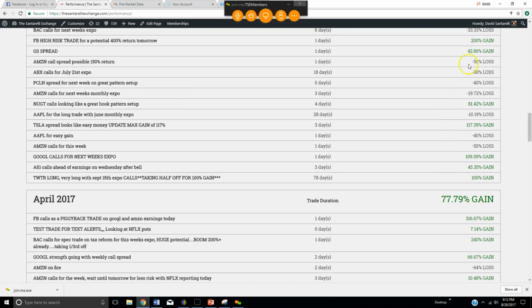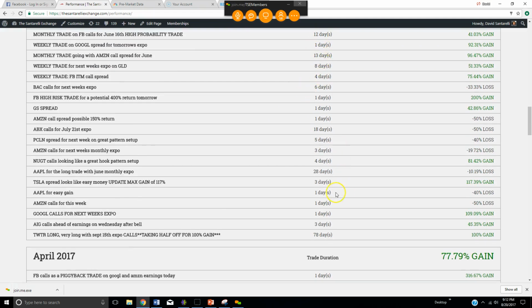But as you see here on our performance page, which anyone can see whether you're a member or not, it tells you the length that we were in the trade for. All of our trades here, they're on for at least 1 day. So when you see a day, that means it's an overnight trade. It's not a day trade.